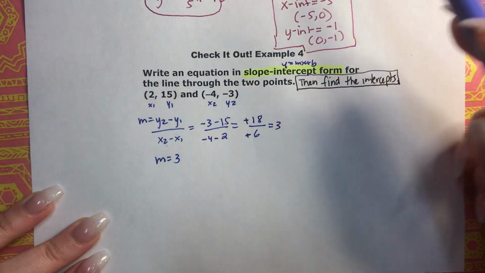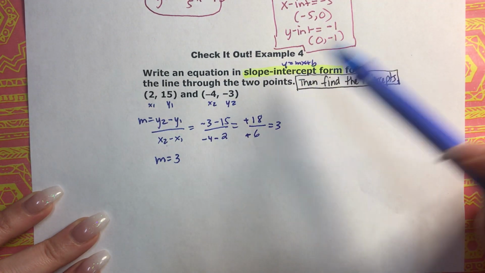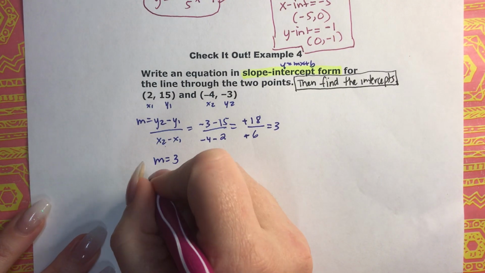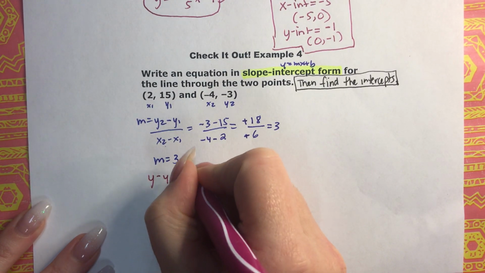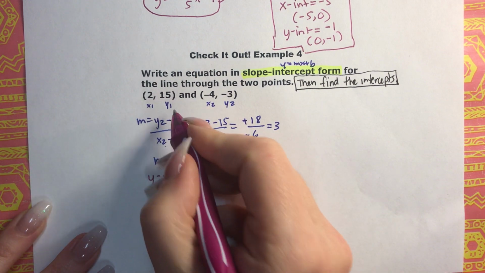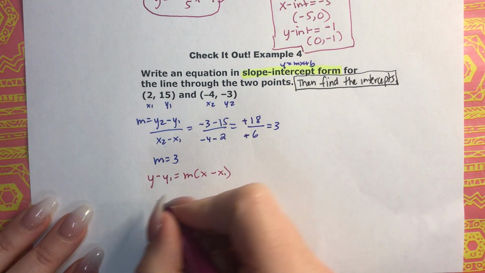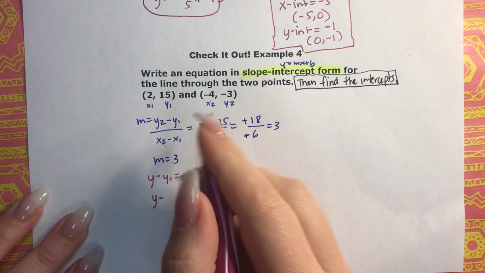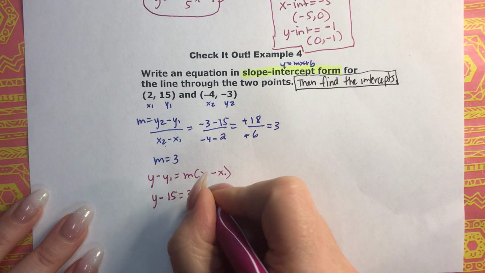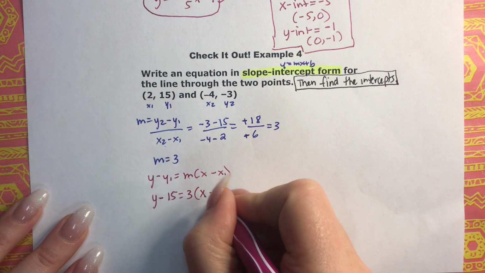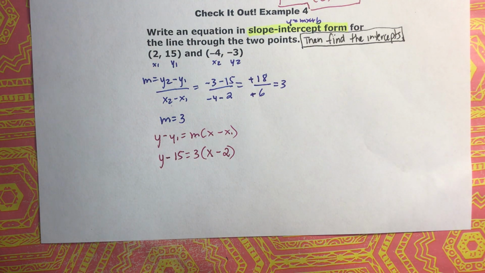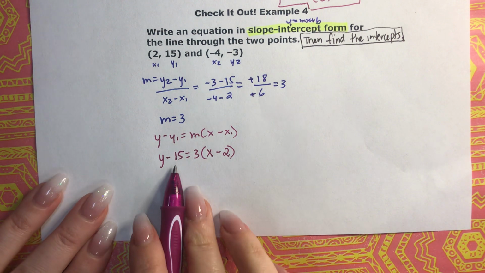We have a slope and a point. So what can you use when you have a point and a slope? You can use point-slope form. All right, so let's do it. y - y1 = m(x - x1). My slope is 3. Here's my x1 and y1. Let's just use that. So y - 15 = 3(x - 2). Okay, so then we're just going to put this into slope-intercept form by solving for y.